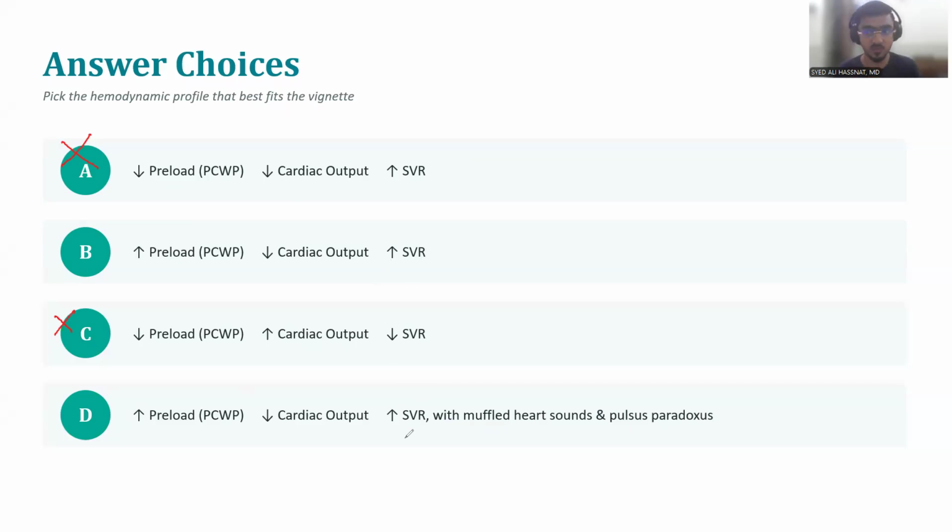So now both options are looking the same. Now we are left with confusion. What to choose? B or D? But D says muffled heart sounds and pulsus paradoxus. So these are the features of which type of shock? Muffled heart sounds and pulsus paradoxus? Yes, cardiac tamponade. But was that question of tamponade or MI?